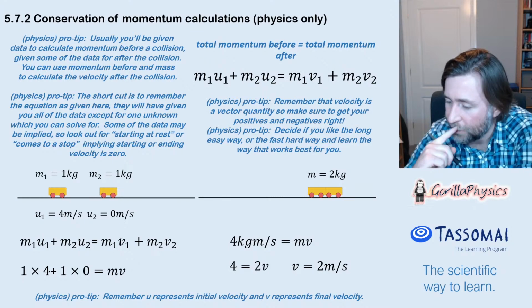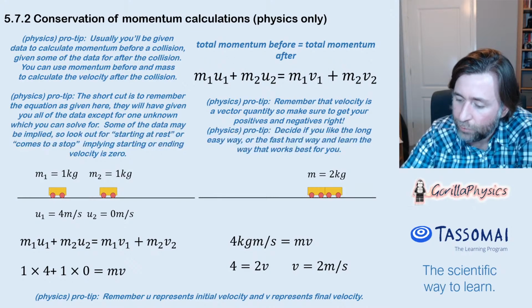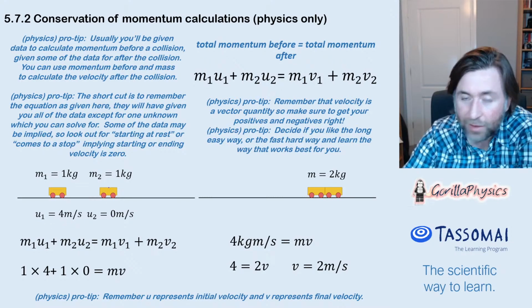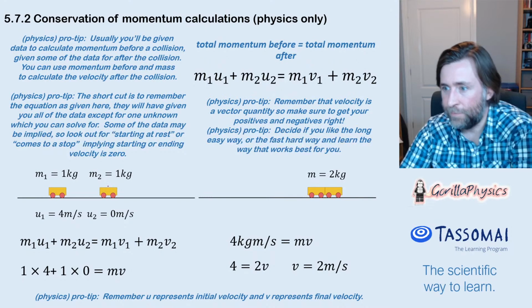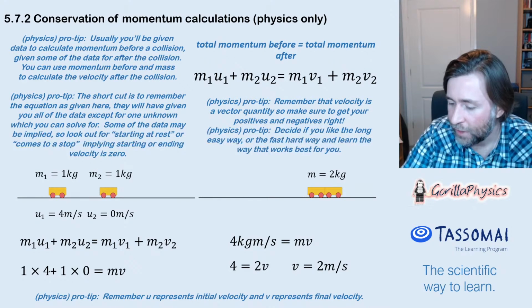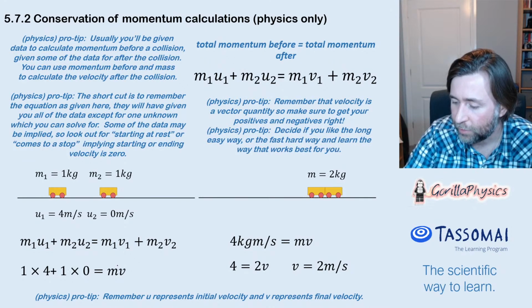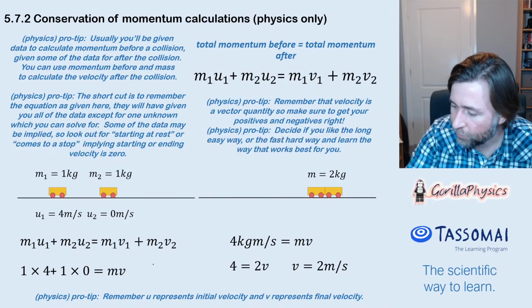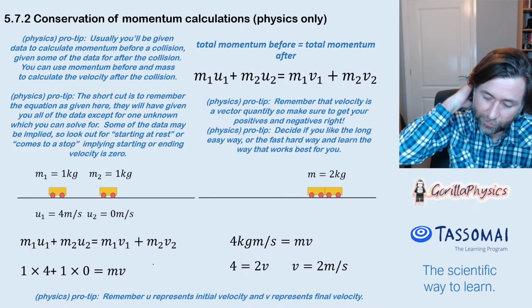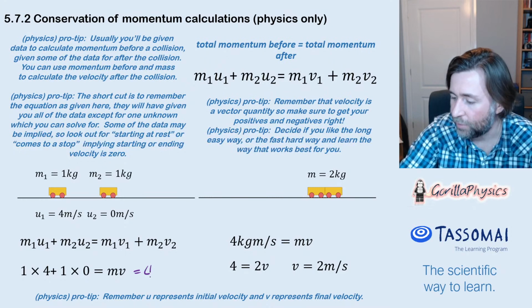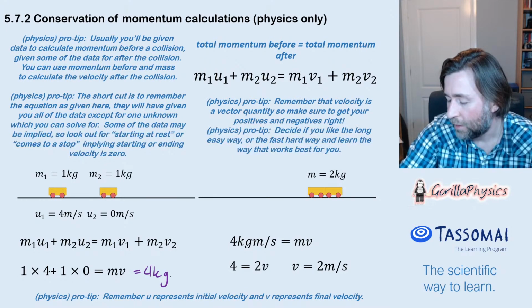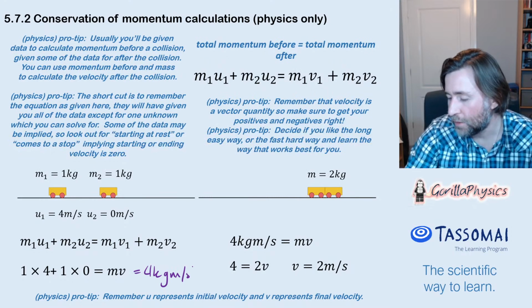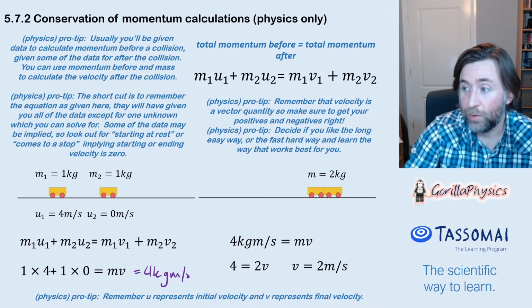Okay, so here's a situation where we've got one trolley moving with an initial velocity of 4 and one trolley stationary. They both luckily have 1 kilogram mass here. So the total momentum before is 1 times 4 plus 1 times 0, which is of course 4. So the total momentum before is 4 kilogram meters per second, and that will get us marks.